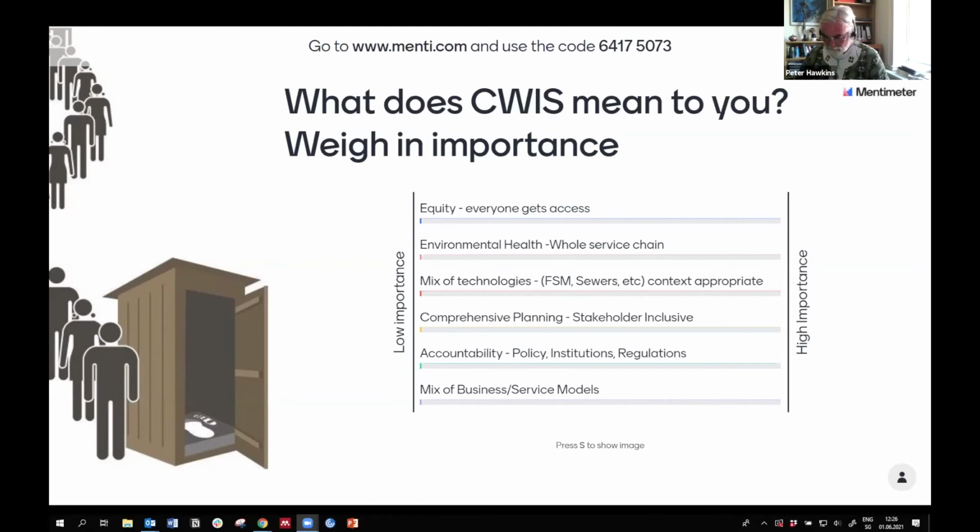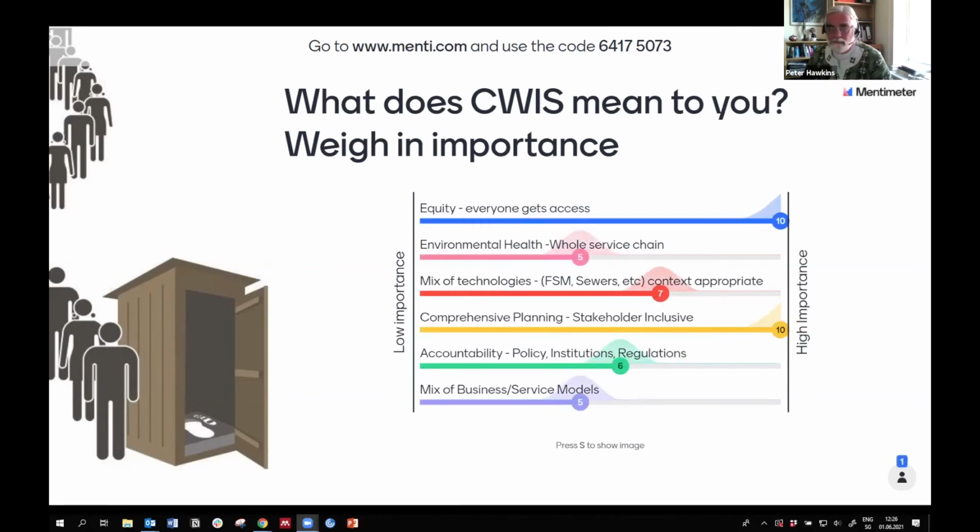How would you weight the importance of these different principles? Are they all super important, or do you think certain of them are much more important than others? And the first question is color coded. So you have to choose the right color.